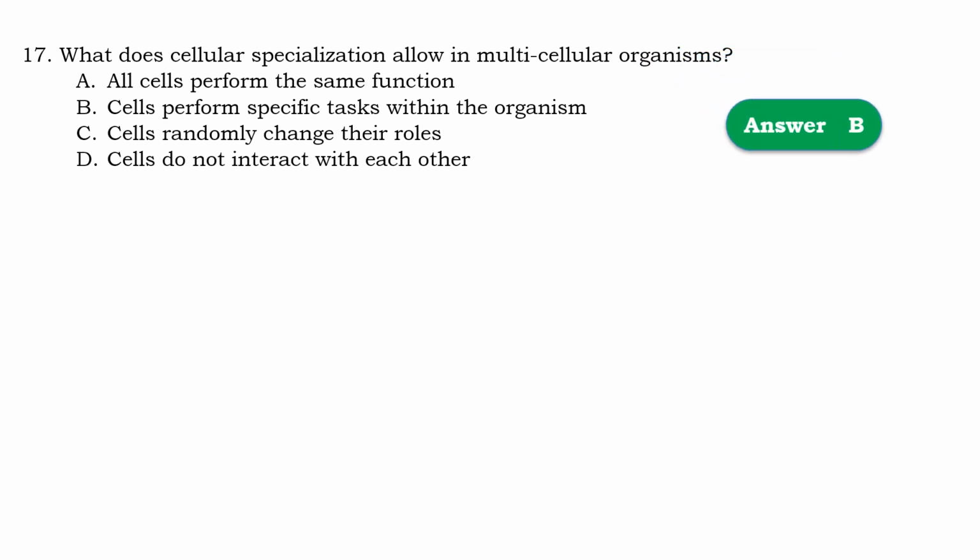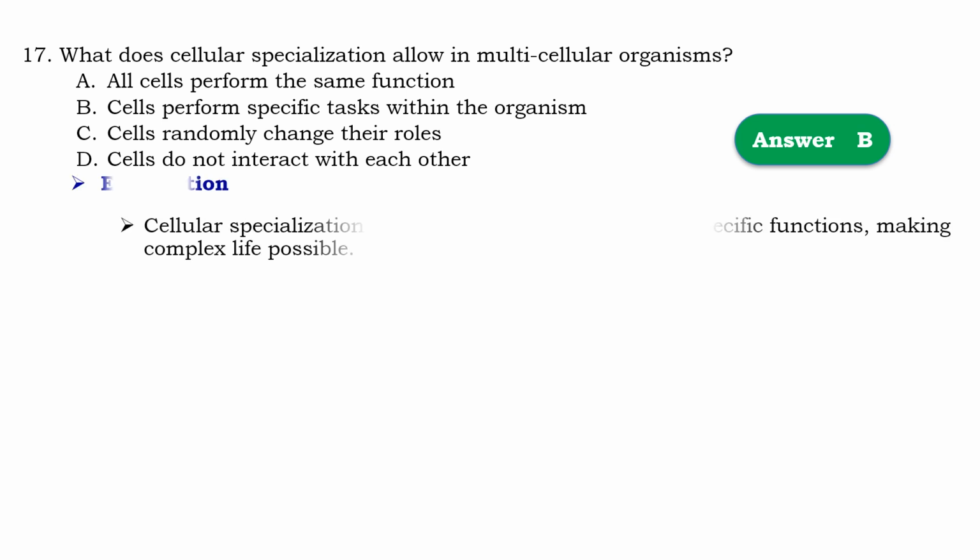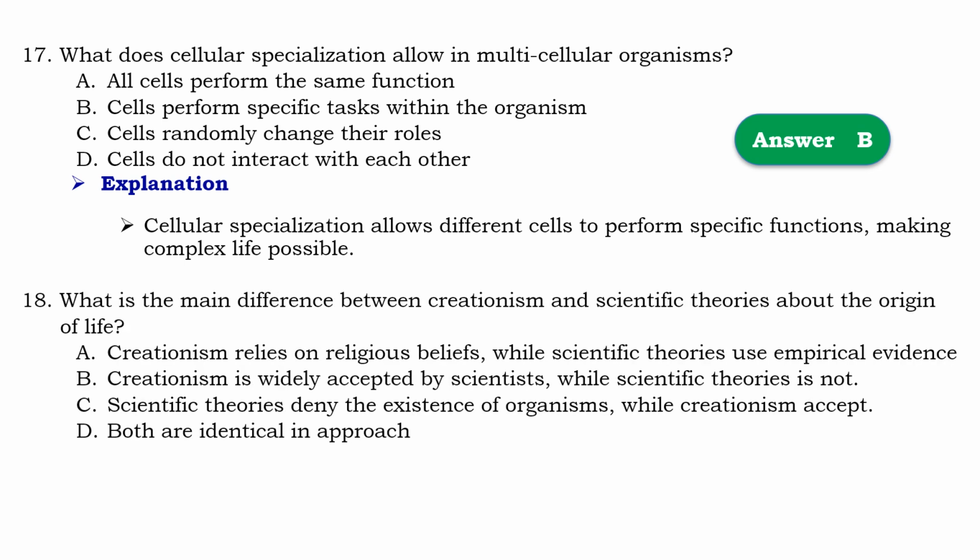So that should be B. Cell perform specific tasks within the organism. Means that cellular specialization allow different cells to perform specific function, making complex life possible.